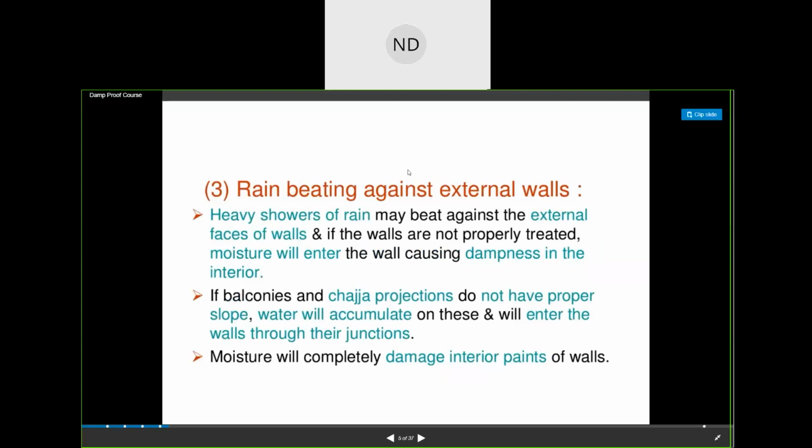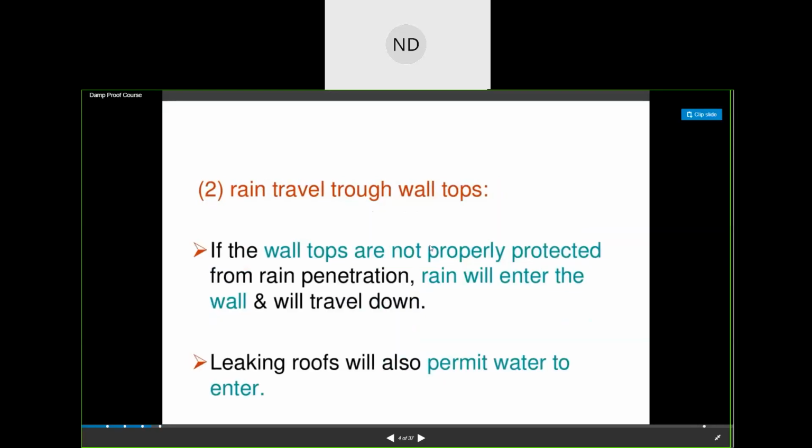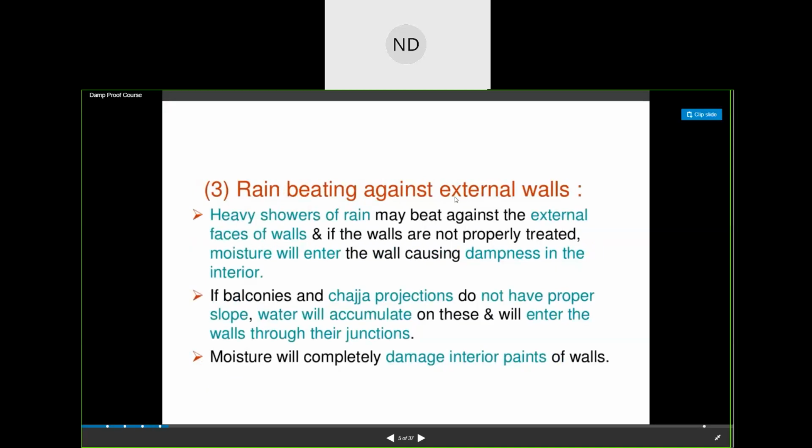So another reason is rain beating against the external wall. This is when rain travels through the wall top; from the top, the rainwater moves inside, right? And another is when rain hits your external walls during heavy rains. Heavy showers of rain will beat against the external faces of the wall, and if the walls are not properly treated, moisture will enter the wall, causing dampness in the interior.